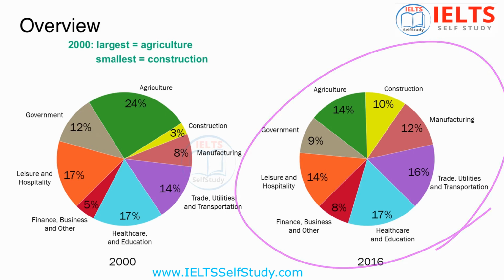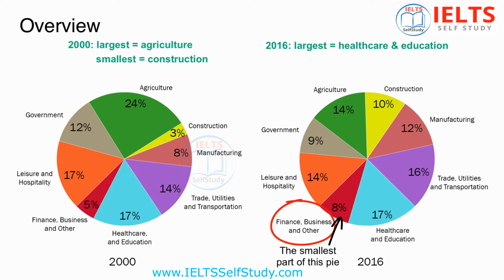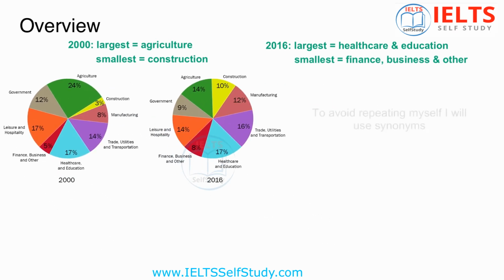And our second pie chart shows year 2016. We can see that the largest part of this pie is healthcare and education, and the smallest part is finance, business and other services. Now let's make an overview with these key features.